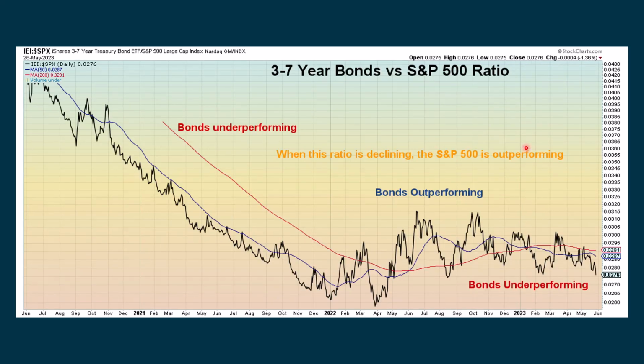Then we look at the 3 to 7 year bond and then compare it with the S&P 500. When this ratio is going down, that means bonds are underperforming, which you can switch to say the S&P 500 is doing well. Then we ran into 2022 and we were really choppy, where overall bonds were outperforming stocks, even though bonds had a terrible year in 2022. Now we're seeing a death cross in this ratio where bonds are starting to underperform and this ratio is continuing to drop, and that could be more positive for stocks.